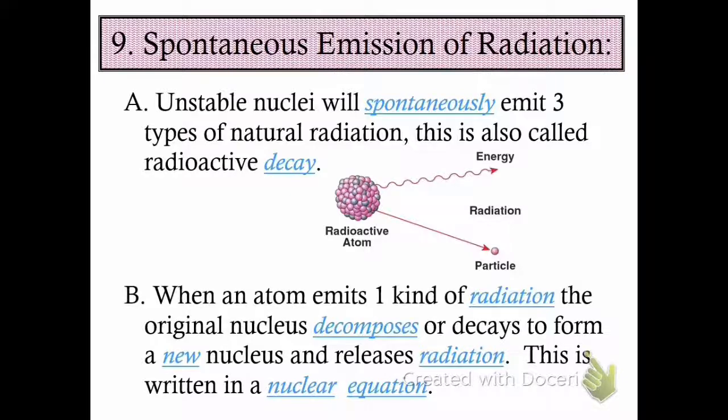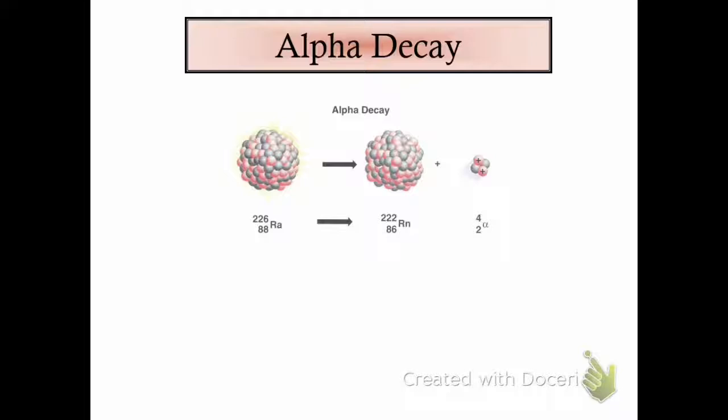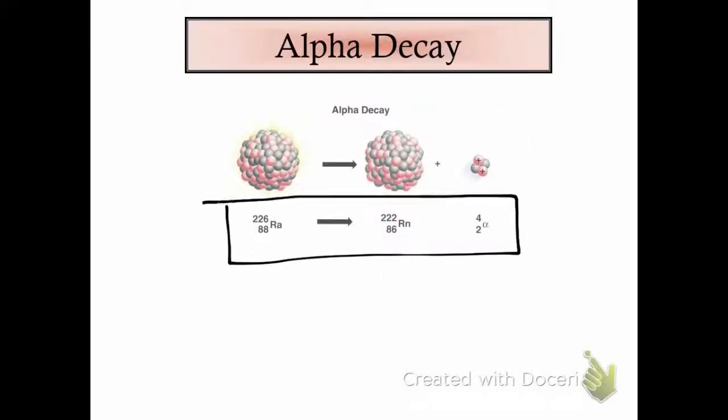This can be written as a nuclear equation. For example, the nucleus of an atom, here's radium, might decay in such a way that it gives off an alpha particle. An alpha particle is 2 protons and 2 neutrons. So by losing an alpha particle, an element's atomic number actually goes down by 2, in this case from 88 to 86, because it has lost 2 protons. Its mass number will go down by 4, because it's lost 2 protons and 2 neutrons, making its mass number decrease by 4. And so this is what the equation for alpha decay looks like.